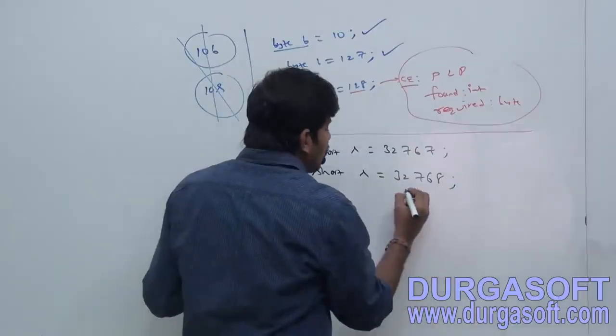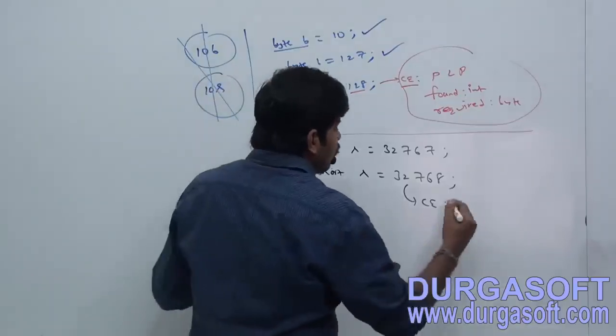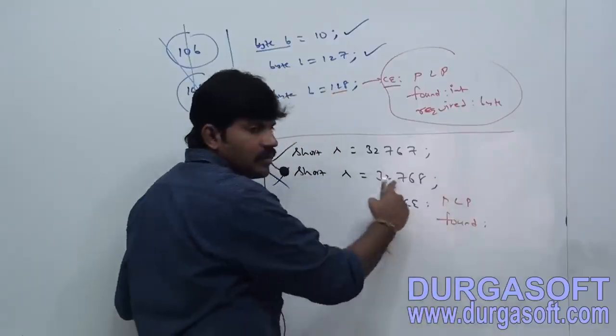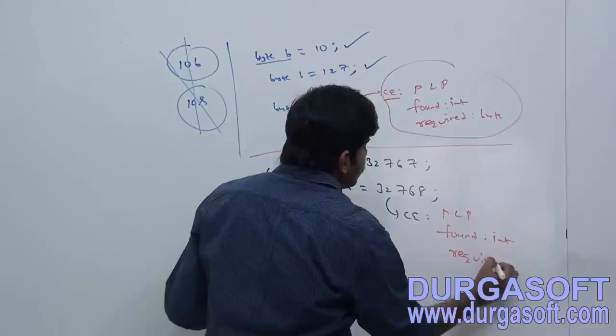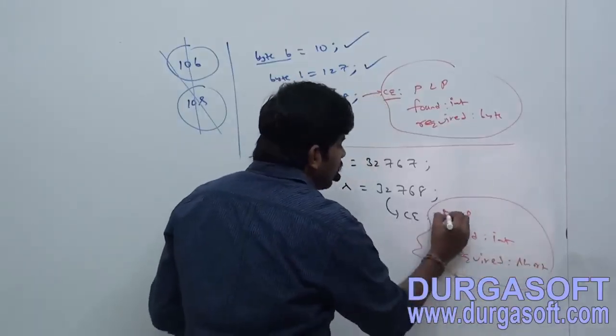Do you know what compile time error we will get? Possible loss of precision. Found int, required short, because int is the default type. Found int, required short, that is the compile time error.